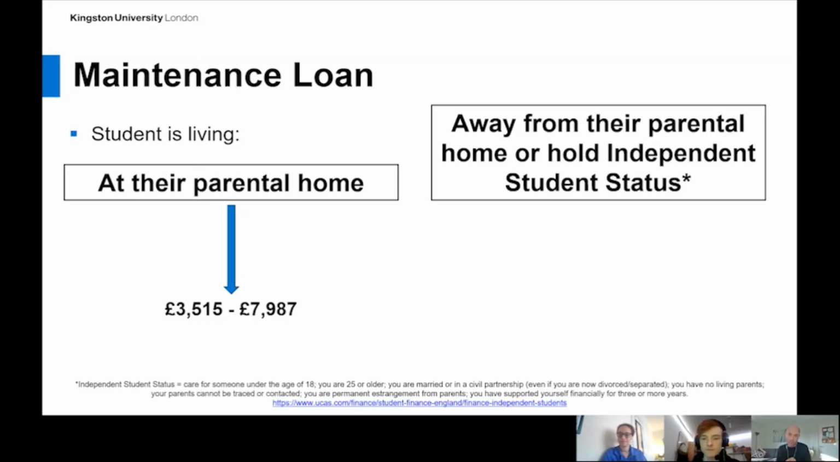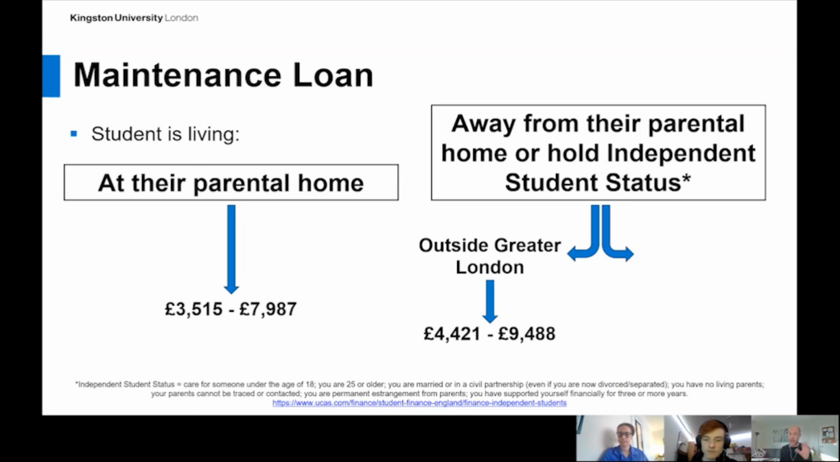If you move away from your parental home, or you hold what's called independent student status, and for the full details, please feel free to pause the video and just read that text at the bottom of the screen, it then splits into two. If you are outside Greater London, you've got those two figures there, a minimum amount and a maximum amount per academic year. And then if you're studying inside Greater London, as you'd imagine, higher living costs, there's a slightly higher allocation, and you've got between those two figures there. I encourage you to pause the video and maybe just absorb those figures in your own time, but those are the amounts there.